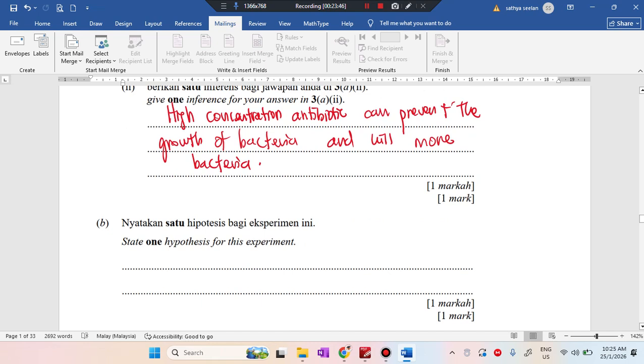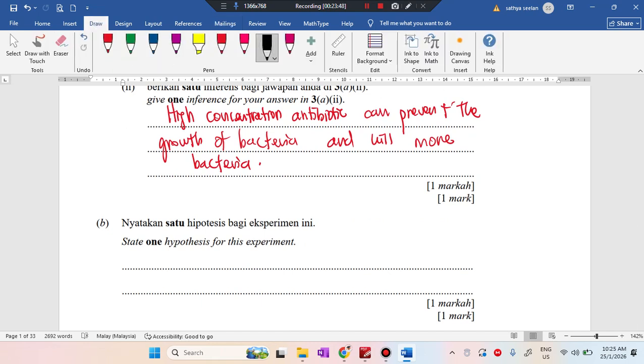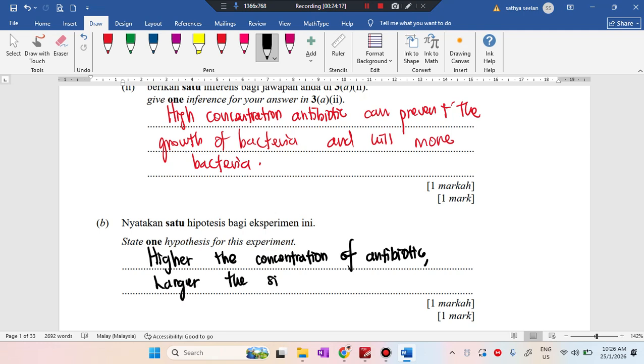The question is almost the same. Step 1 hypothesis. So it means the same. Higher the concentration of antibiotic, bigger the size of the clear area. Higher the concentration of antibiotic, that is our manipulated variable, and larger the size of clear area.